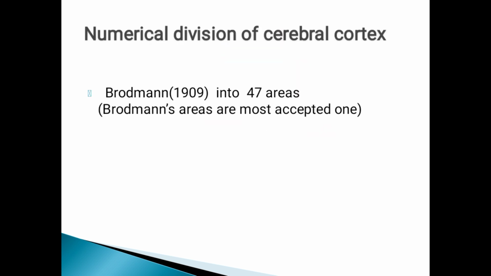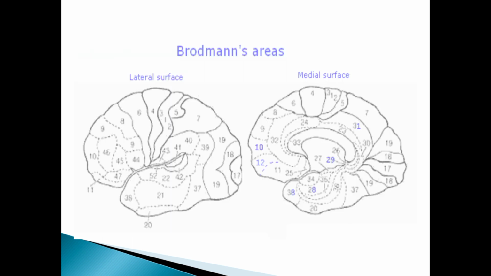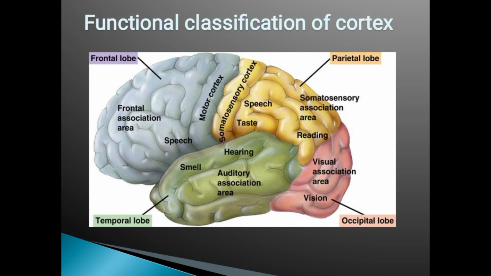Your entire cerebral cortex is divided by Brodmann into 47 areas. That is called Brodmann's area. These are not required for you, so just remember that there is a Brodmann's area. This is a numerical classification. He gave the numbers, like area numbers 3, 1, 2 that you mention, right? That is the Brodmann classification. Then there is the functional classification of the cortex, based on the functions of the cortex.